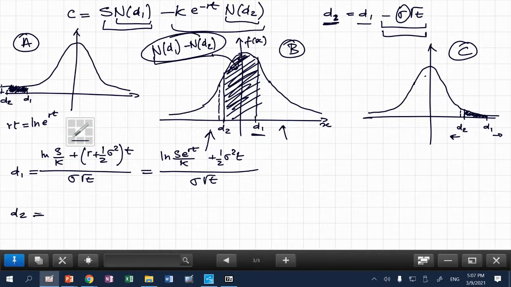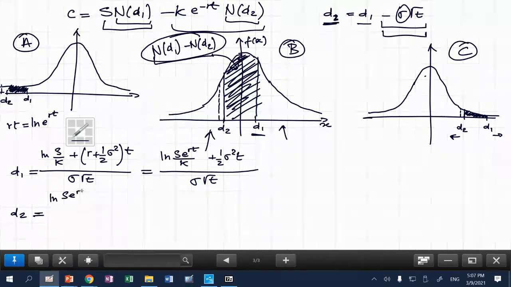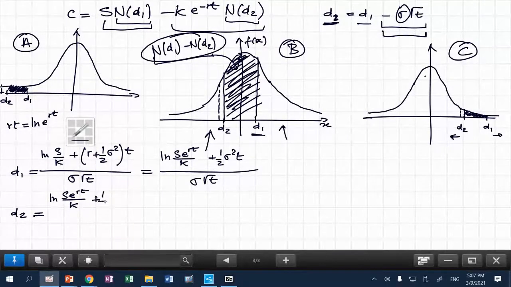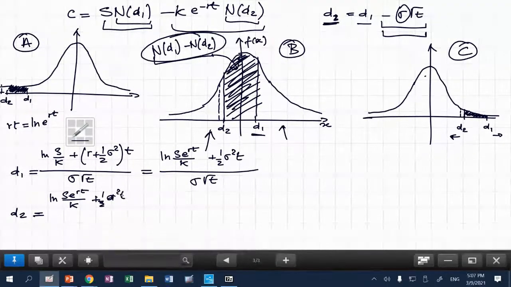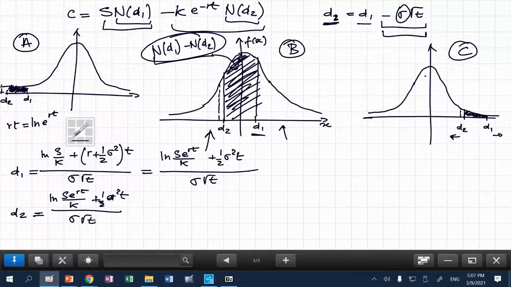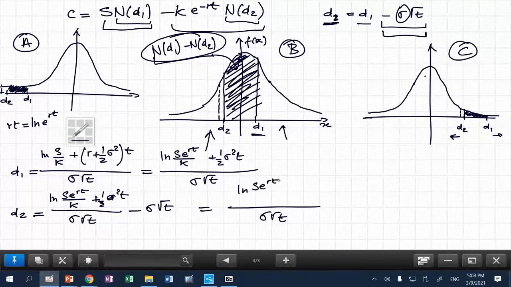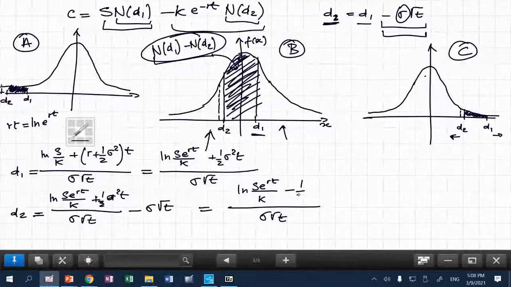Similarly, d2 is equal to d1 minus sigma times the square root of T, and you can easily rewrite that in this way as the natural log of the spot multiplied by e power rT divided by K, minus half sigma squared times T, divided by sigma square root of T. Okay?